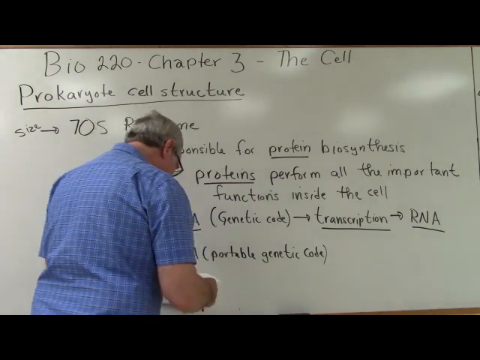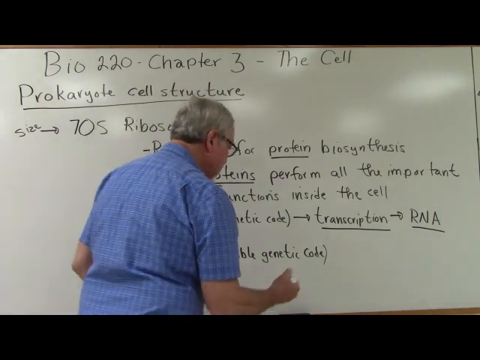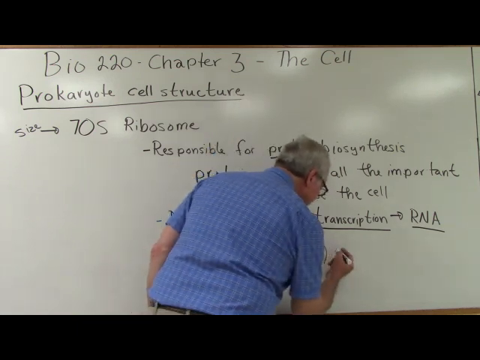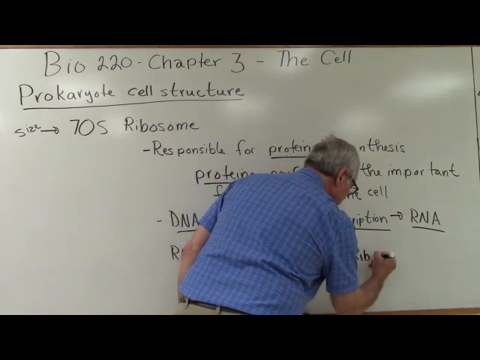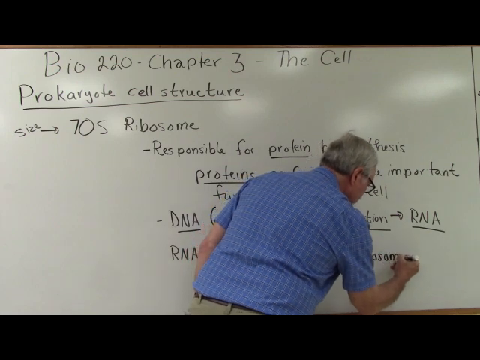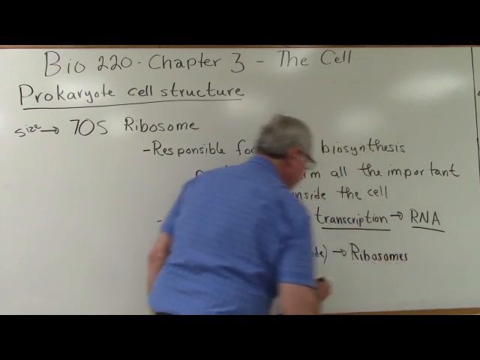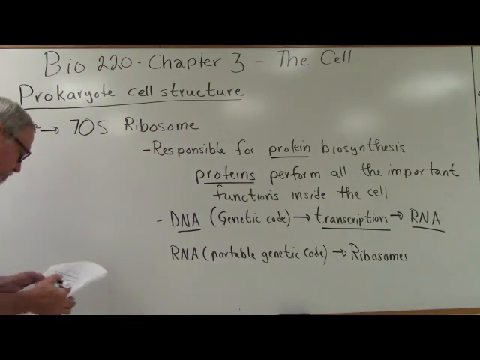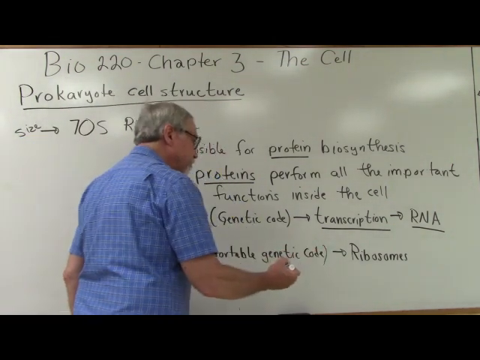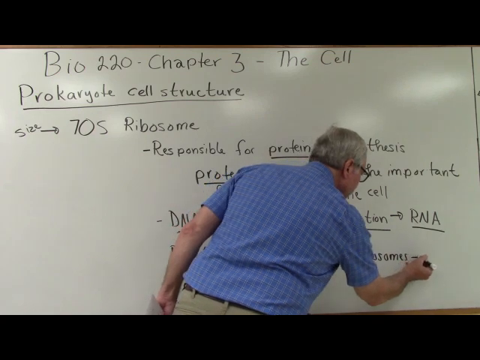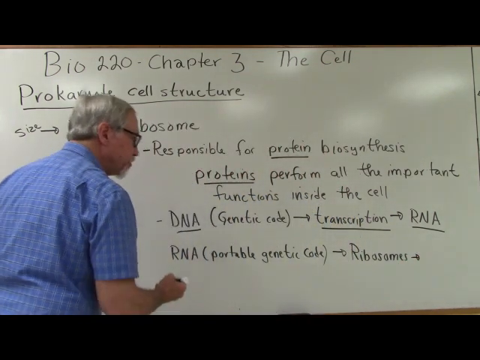Now the RNA, the more portable form of genetic code, goes to the ribosome, which is the topic of our conversation here. The ribosomes then read the genetic code, and they're responsible for translating the genetic code into a protein.